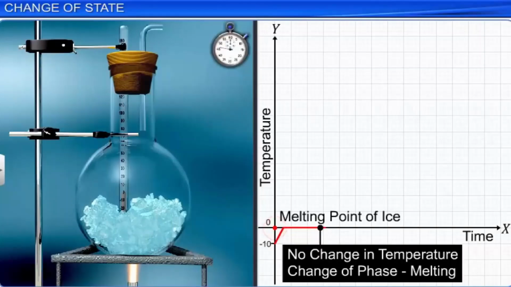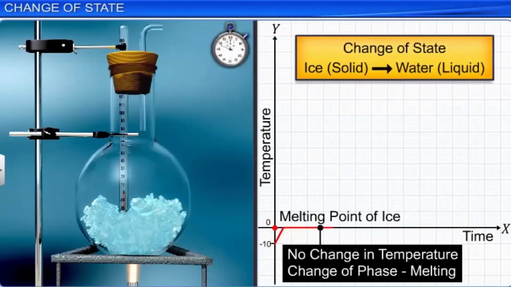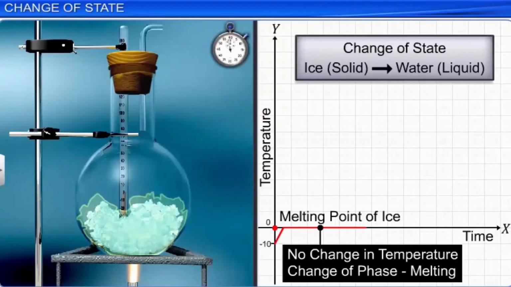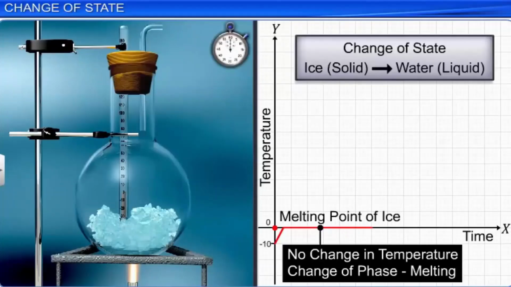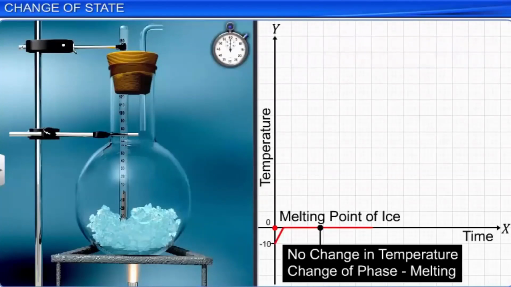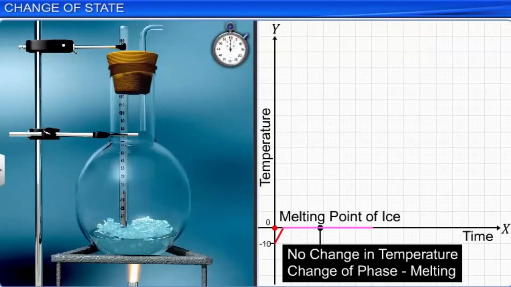This indicates the change of state of ice to water. And during this process, both solid ice and liquid water coexist. No change in the temperature is observed till the entire ice in the flask melts to water. That means, on absorbing heat, ice at 0 degrees Celsius converts to water at 0 degrees Celsius.